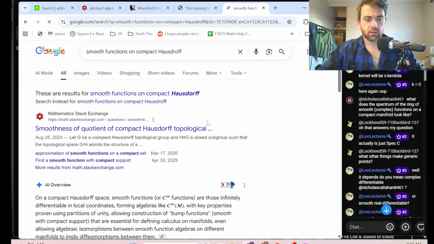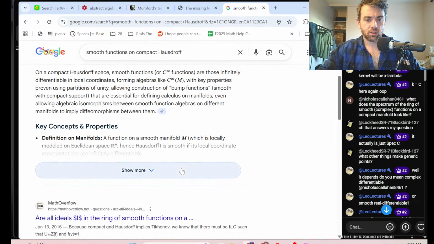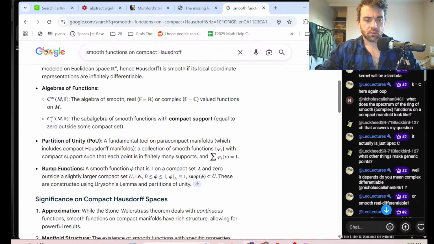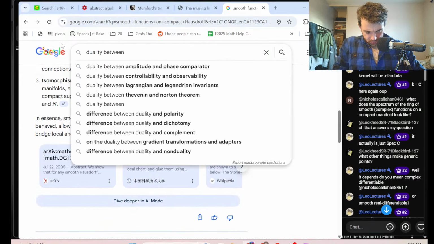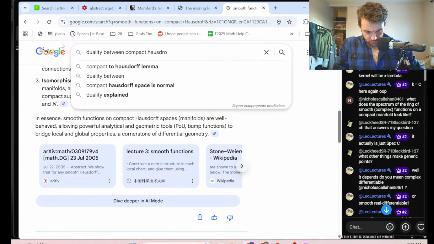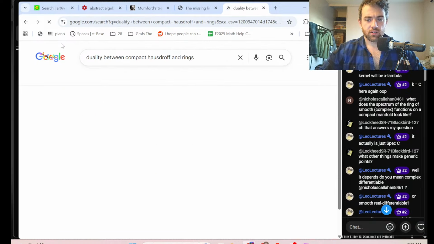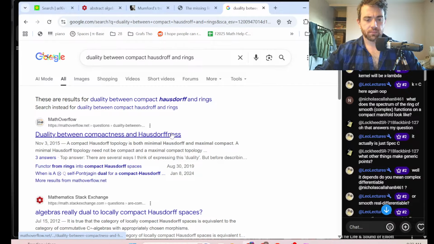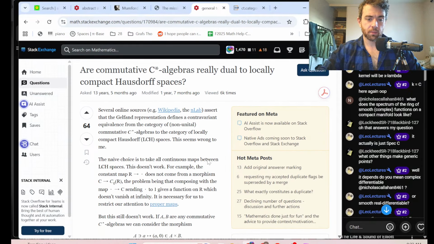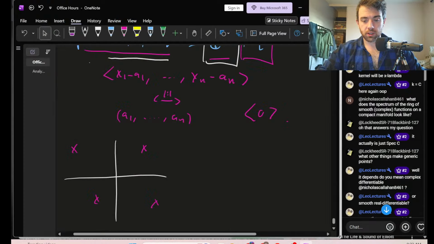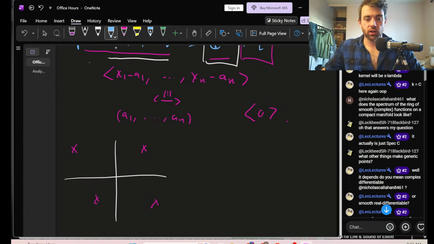There's some duality here or something. What if I search duality between compact Hausdorff and rings? Something will come up. Locally compact Hausdorff spaces. Yeah, so even better. I mean, it should be. We still should have a correspondence between prime ideals and points of the space, right?